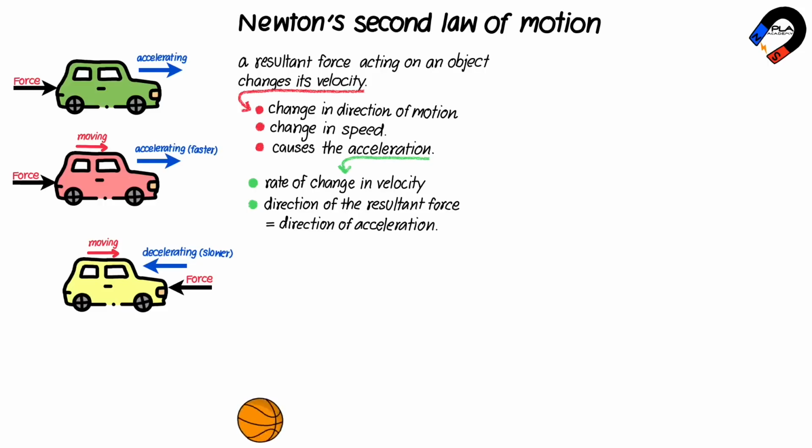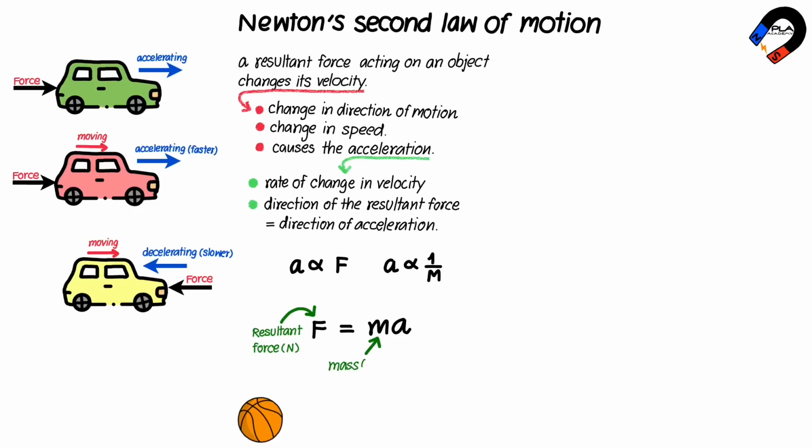Therefore, the acceleration, a, of an object is directly proportional to the resultant force, and the acceleration is inversely proportional to the mass of the object. This can be expressed mathematically as F equals m multiplied by a, where F is the resultant force in newtons, m is the mass in kilograms, and a is the acceleration in meters per second squared.